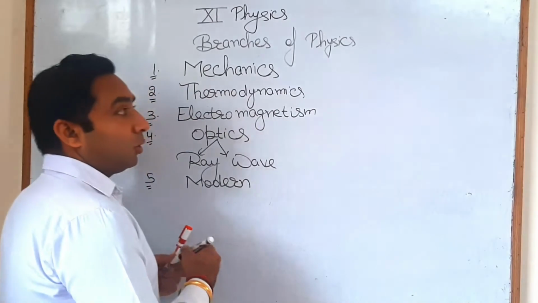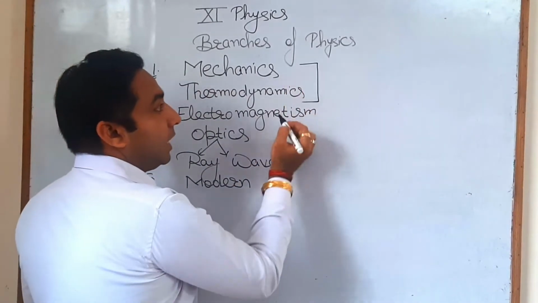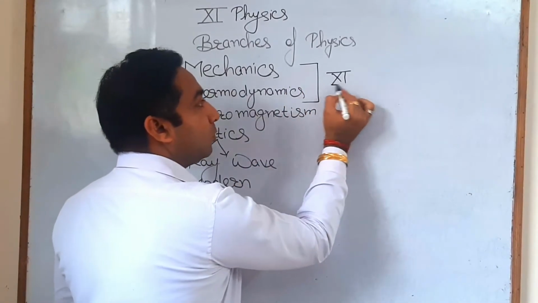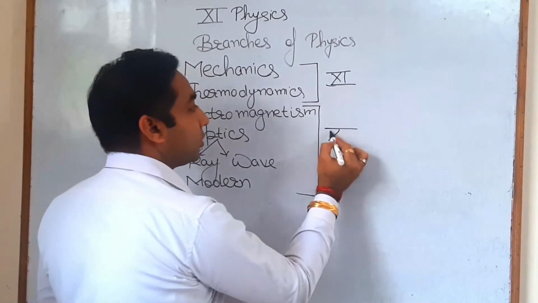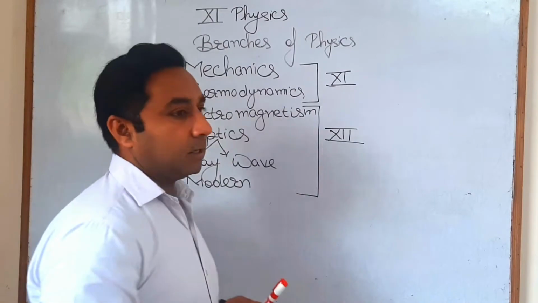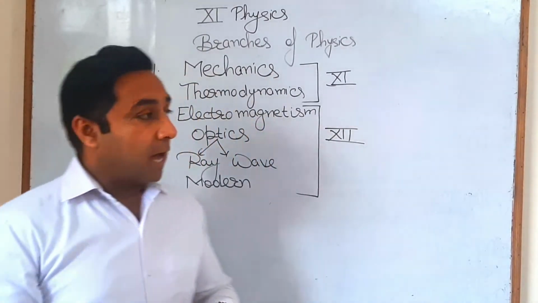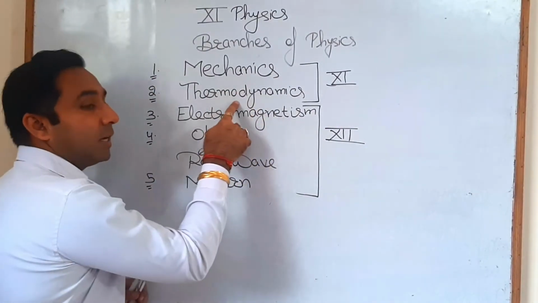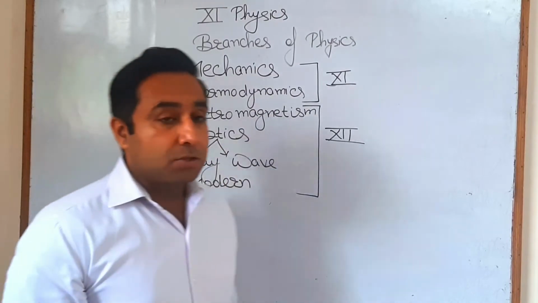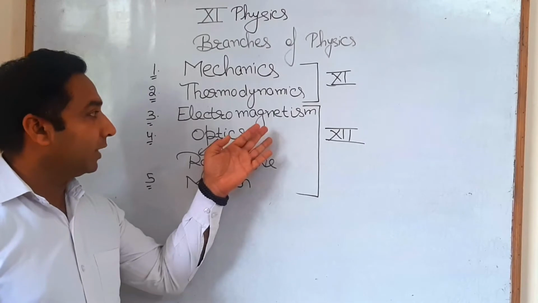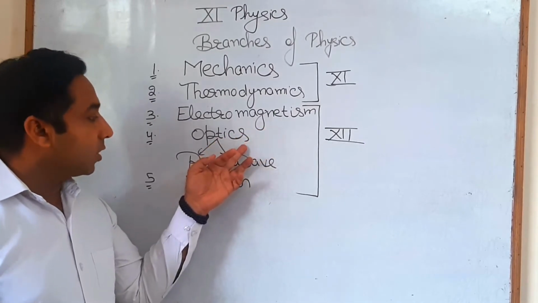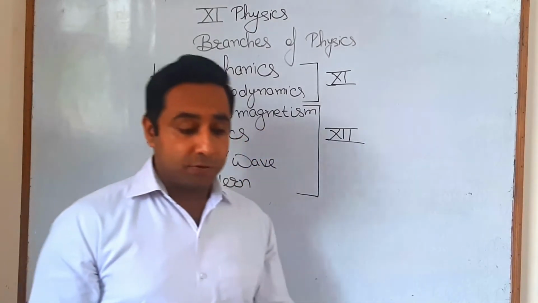Now, out of these 5 branches, we have to deal with the first 2 branches in the 11th standard, and these 3 branches are for the 12th standard. Meaning in the 11th standard, we have to deal with mechanics as well as thermodynamics. And in the 12th standard, we have to deal with the other 3 branches. One is electromagnetism, next is optics, and the third one is modern physics.